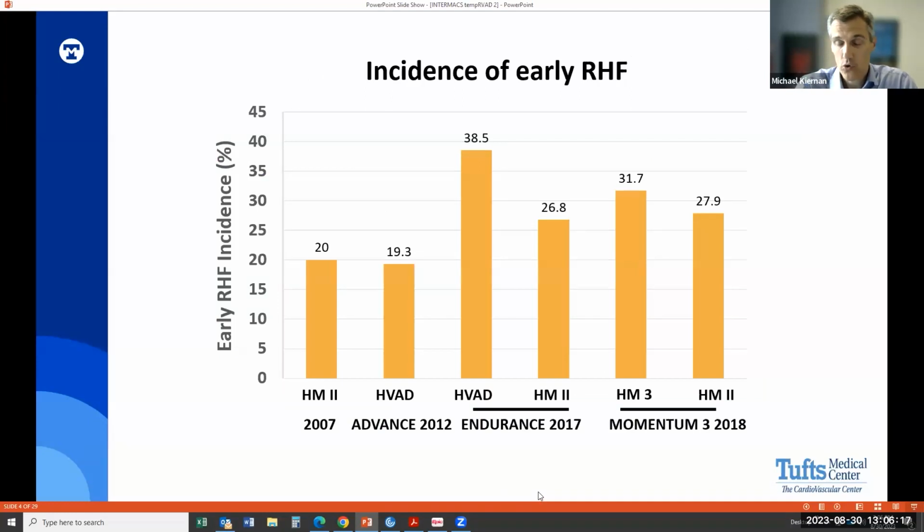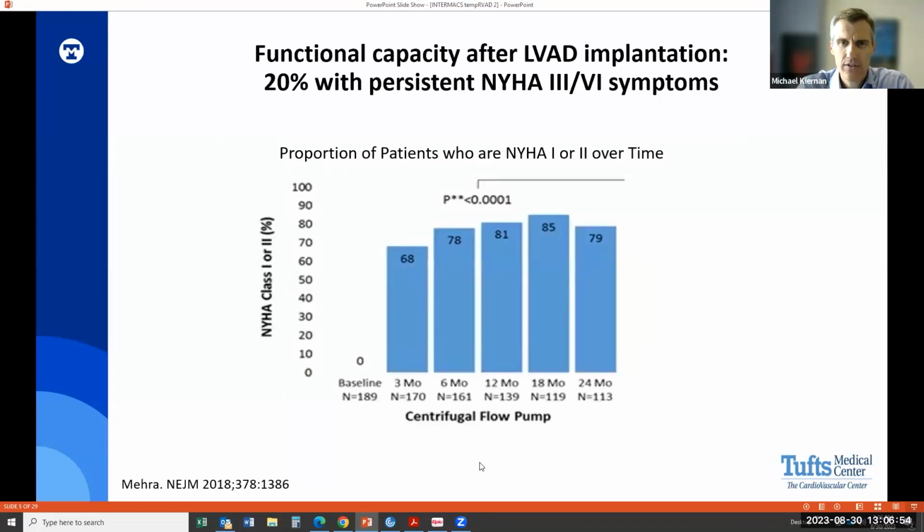We see this in a different format. This is early right heart failure, typically defined as either RVAD use or prolonged inotrope support greater than 14 days across a spectrum of clinical trials over the last decade and a half or so. And so where are we today? Well, data from the Momentum 3 trial, this is the HeartMate 3, we can see that we've not made any improvement. If anything, rates of right heart failure may even be slightly higher than with some other pump platforms. And we see right heart failure, the incidence here of being just over 30%, which was a little bit higher than with the HeartMate 2. And this likely translates to a number of things, including people who develop right heart failure, we know have impaired functional capacity, impairments of quality of life, and are at risk of other complications as well.